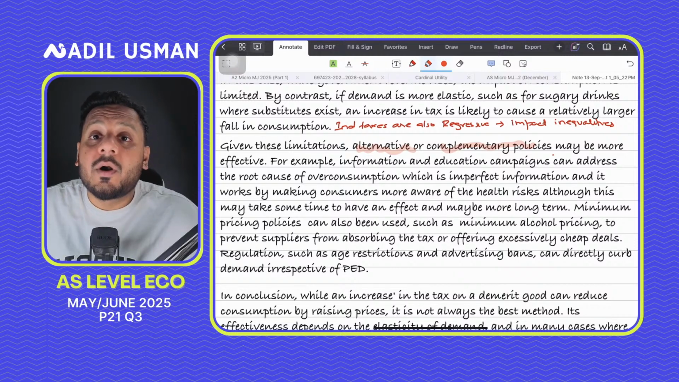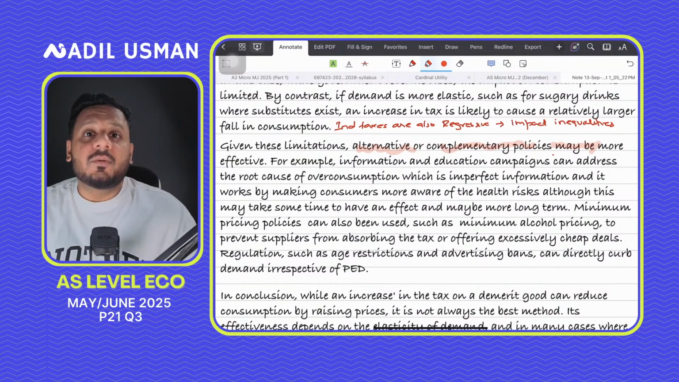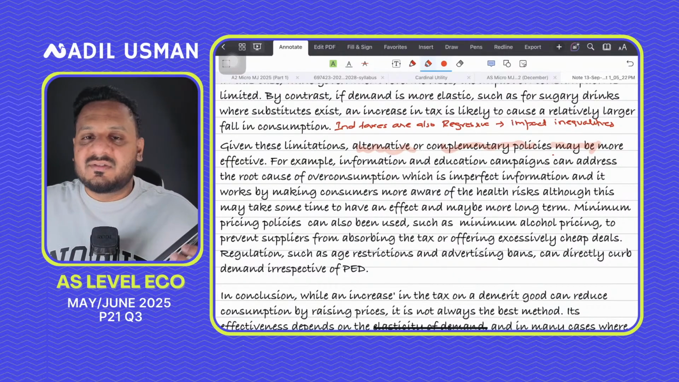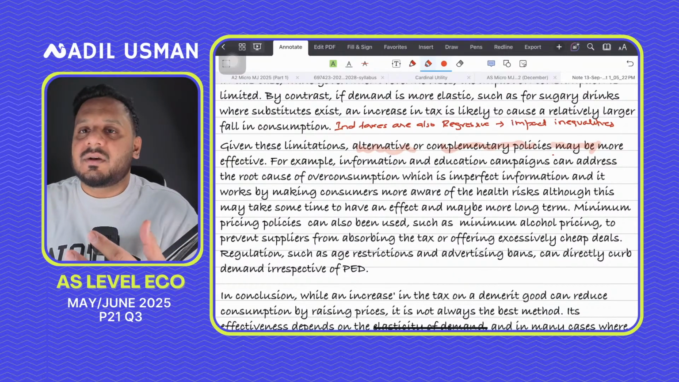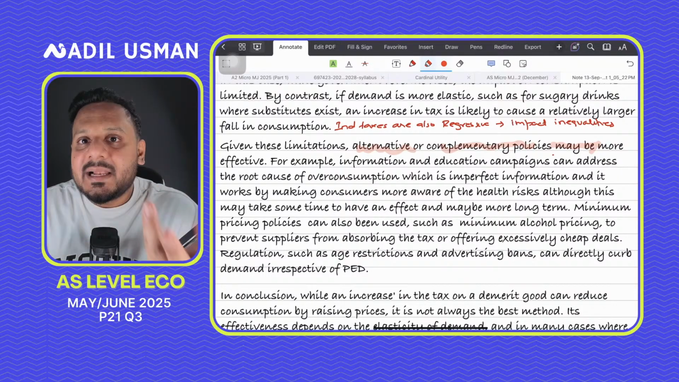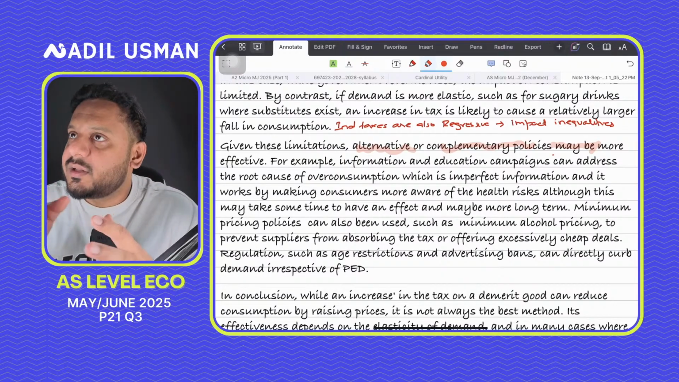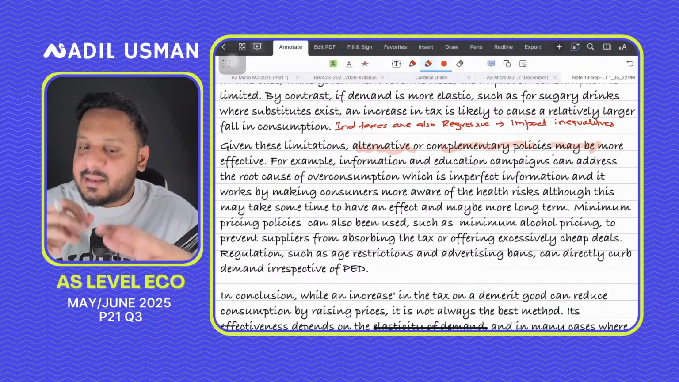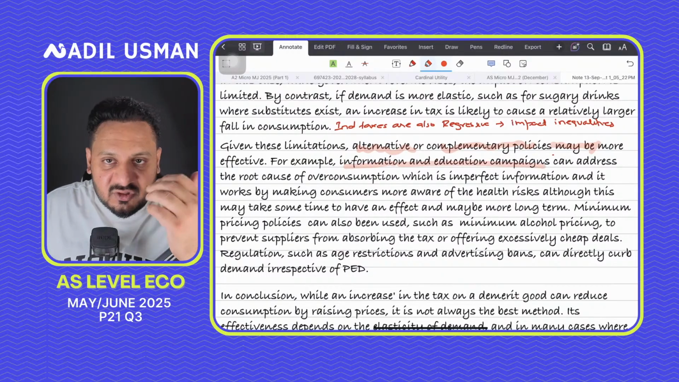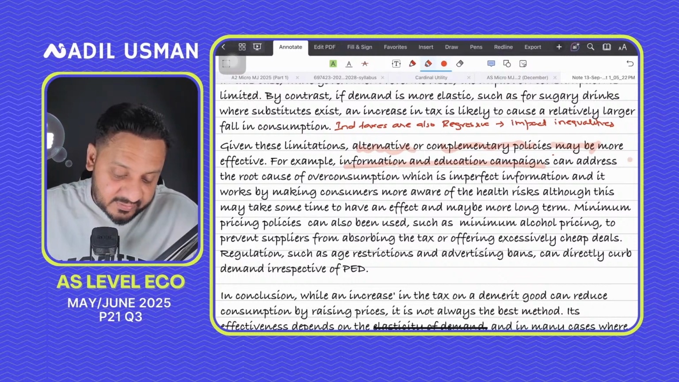May be more effective, can be more effective, or could be more effective. Don't say will be more effective. Don't sound 100% certain because it depends. Could be, maybe, likely to be. And even if you know for some policy it's very certain, say more likely, less likely, things like that. For example, information and education campaigns, right, can address the root cause.